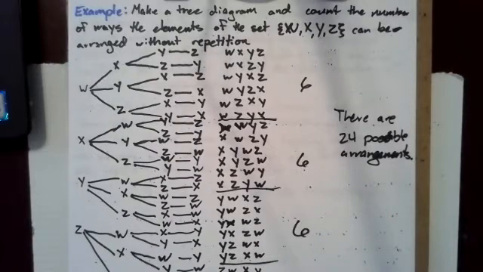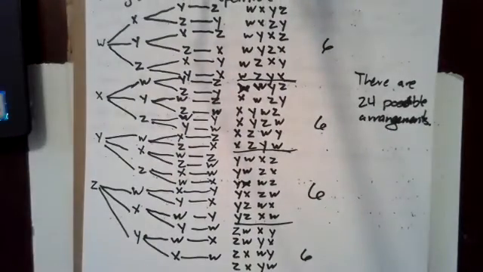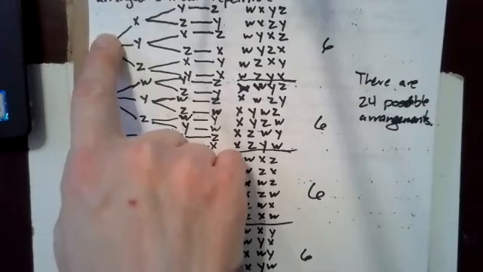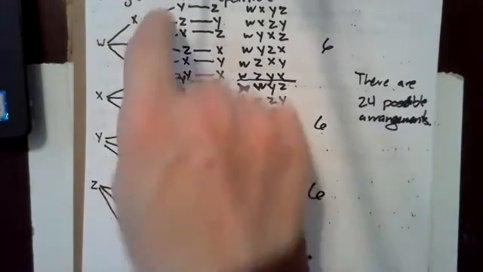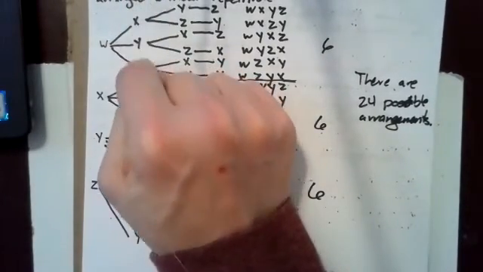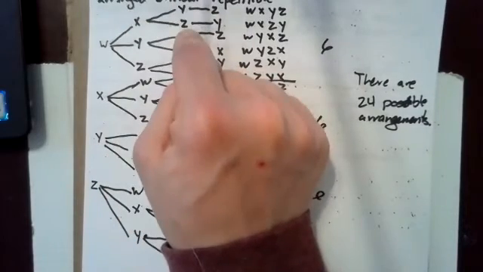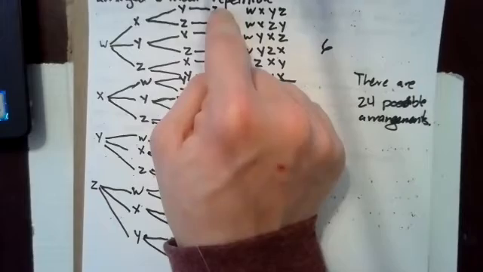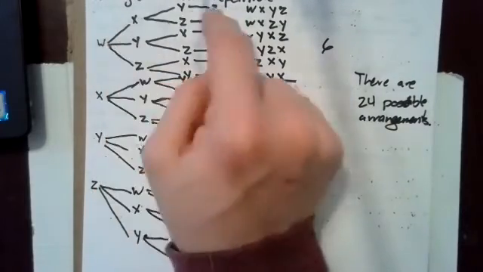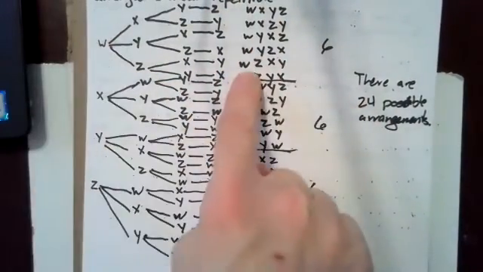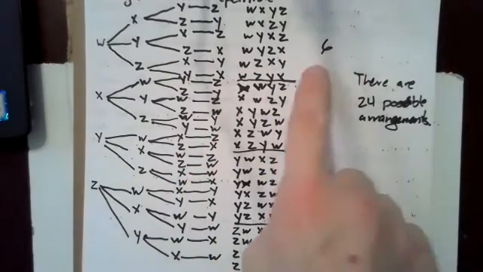So here we are asked to make a tree diagram and count the number of ways the elements of the set W, X, Y, Z can be arranged without repetition. So here is my tree diagram. Start with W, X, Y, Z in my first slot. Then if I choose W for my first letter, I've got X, Y, and Z as possibilities. If I choose X as my second letter, I've got Y and Z as possibilities. And then if I choose Y, I've only got one more spot. So for each letter, I wind up with 6 possible arrangements.